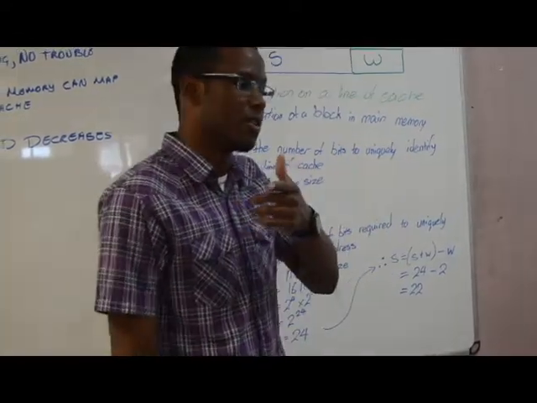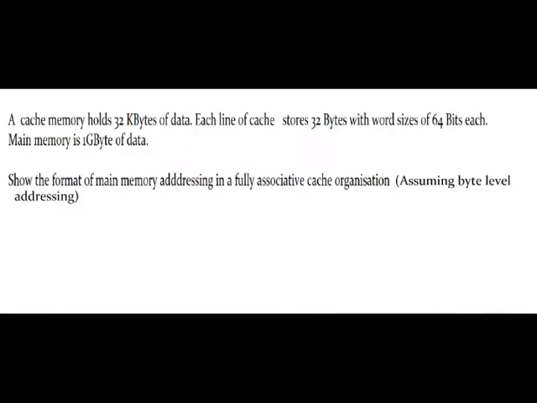Daria, hit them with the same example. Once again, we have another question in which cache memory holds 32 kilobytes of data, and each line of cache stores 32 bytes with a word size of 64 bits each. The main memory size is 1 gigabyte of data. Keep in mind that this is assuming byte level addressing. You may do the following question, or if you don't wish to answer this question, you can skip ahead in the video where we show the answer.